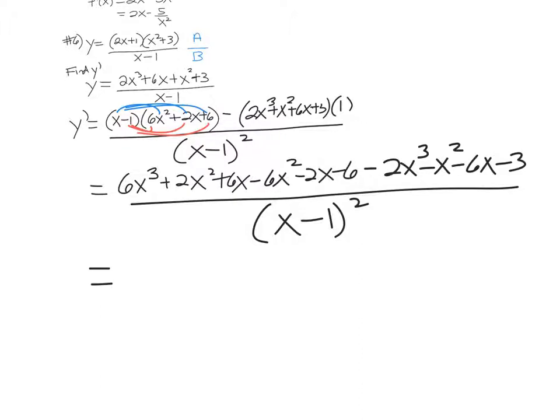Okay, do we have any like terms? I hope so. Yeah? 6x cubed and a negative 2x cubed? Okay. So we have, what is that, 4x cubed.